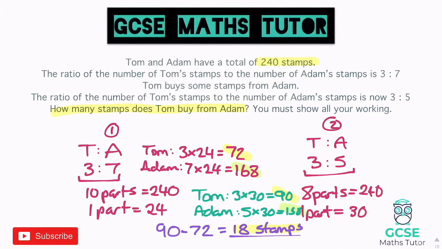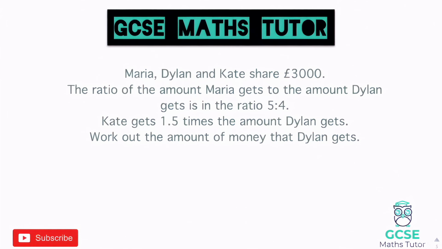So you could look at that in both different ways, but there we go, there's a difference of 18. Okay, so again, there's nothing more complicated in this question. It's just there's a little bit of different wording going on. So it says Maria, Dylan and Kate share £3,000. The ratio of the amount that Maria gets to the amount that Dylan gets is in the ratio 5 to 4. And Kate gets 1.5 times the amount that Dylan gets. Work out the amount of money that Dylan gets.